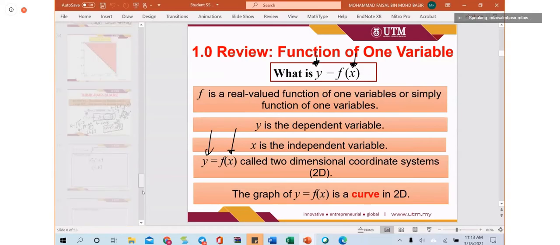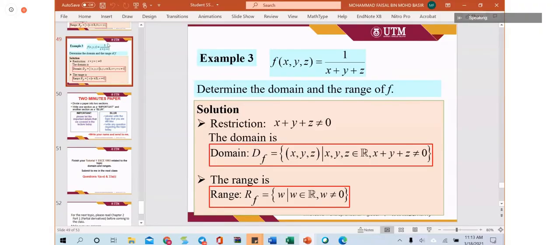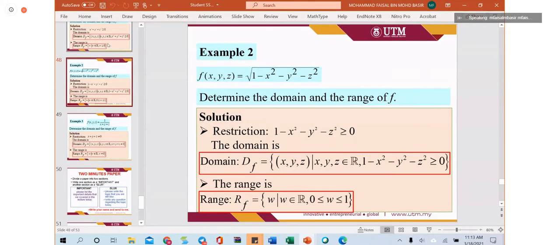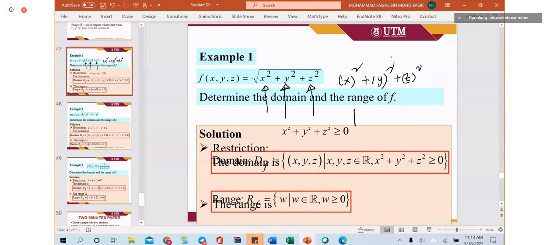Sorry. Can you please explain how you do number 1? The example first, how do you do it? For domain and range. Okay. For this, the domain is the set of possible inputs. So we can put any values inside the X, inside the Y, inside Z. So the domain will be R, negative infinity to infinity.